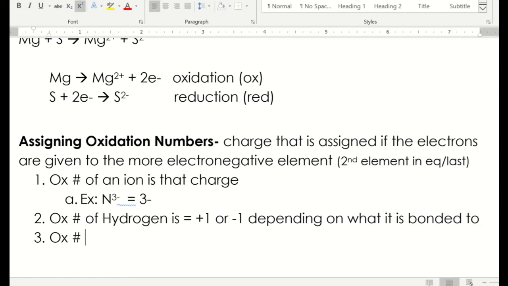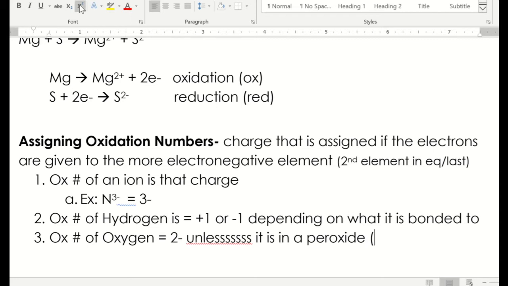Rule number 3, the oxidation number of oxygen is going to be equal to 2 minus, and that's just from the periodic table, but that's unless it's in a peroxide. What a peroxide is, is something like H2O2. So anytime you see something 2O2, that's a peroxide, and in that case, the oxygen is going to be 1 minus.